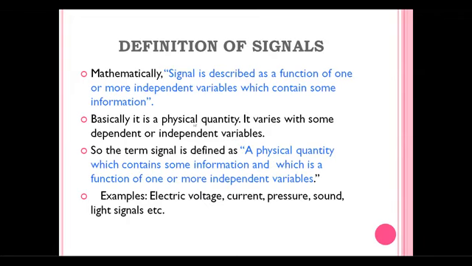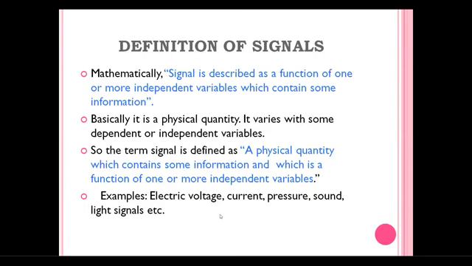This is an important definition, and it is a 2-mark question. What does signal mean? A signal is a function of one or more independent variables which contains some information. Similarly, a signal is also defined as a physical quantity which contains some information and is a function of one or more independent variables. Examples of signals are electric voltage, current, sound signal, audio signal, and light signal.